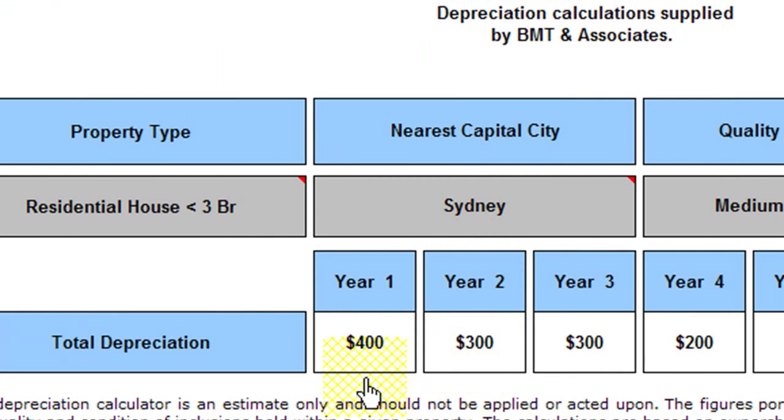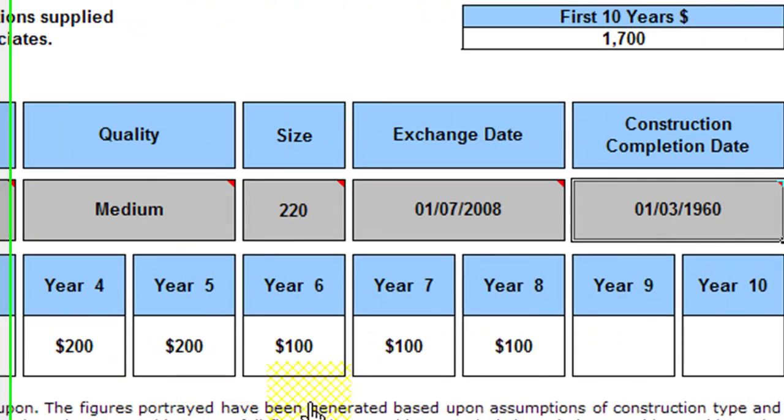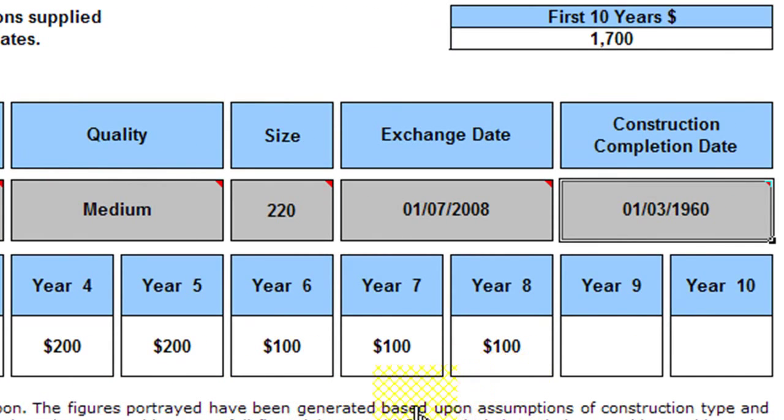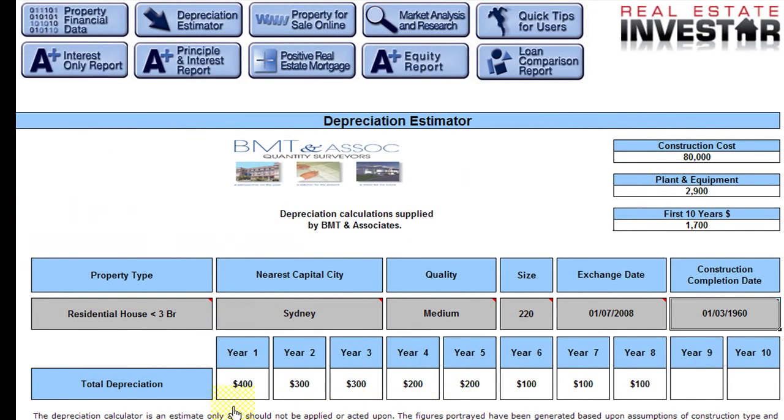We can see as a result of that, our depreciation over the first 10 years is relatively minimal, because most of the property's building and fit-out costs have been written off already. So this depreciation estimator is put together in conjunction with BMT and Associates, and as a result of that, we've got a fantastic accuracy in terms of you being able to appreciate the impact of depreciation on a potential investment property, again, before you've spent any money, before you've got any reports done, just simply by getting the age of the building and the floor area of the property and putting that information into Property Analyzer.